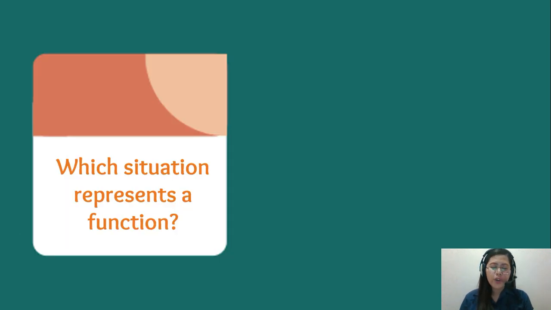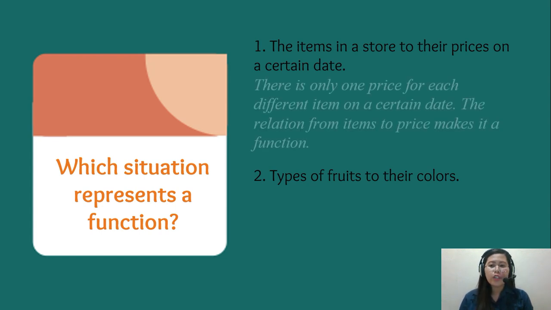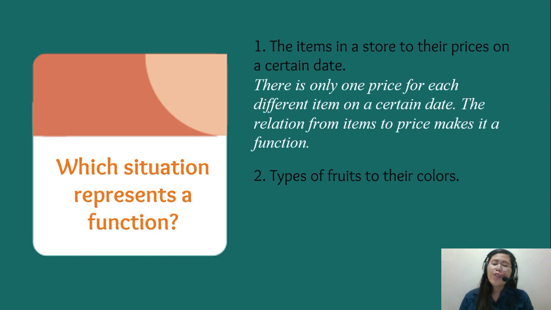Okay? So, application po tayo. Which situation represents a function? Is this 1, the items in the store to their prices on a certain date? Or 2, the types of fruits to their colors? Start tayo. So, number 1 po, yung items in a store to their prices on a certain date, there is only one price for each different item on a certain date.